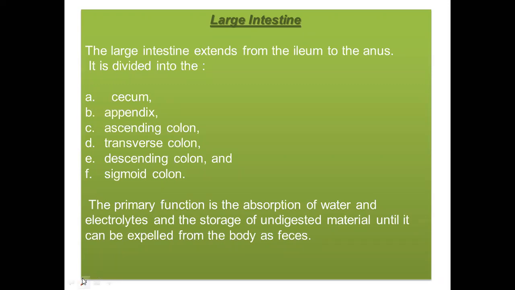So the large intestine has the cecum, the appendix, the ascending colon, the transverse colon, and the descending colon. They all form part of the abdominal cavity, while the sigmoid colon comes in the pelvic cavity, while the rest of the large intestine is the content of the abdominal cavity.